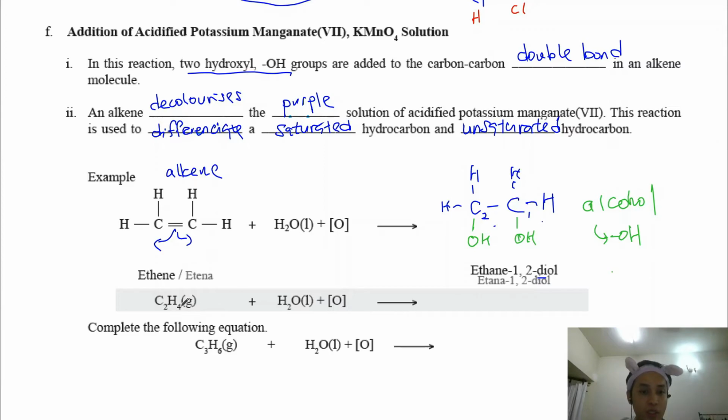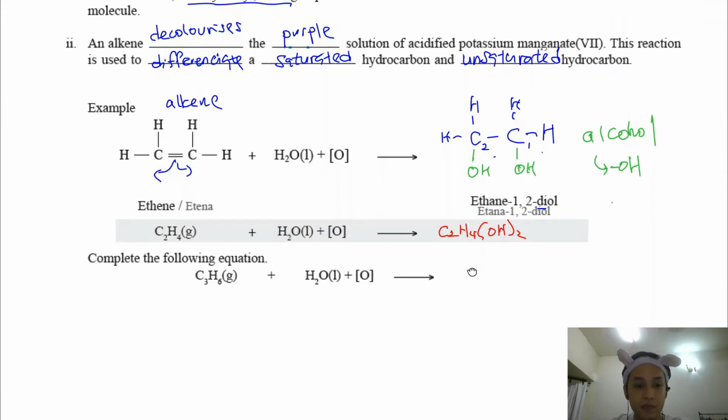So C2H4 plus water and oxygen, meaning acidified potassium manganate solution. Our molecular formula we can write like this: C2H4, and since I have two OH, I can put it like this, (OH) with bracket 2. This is one way of writing the molecular formula. Normally, when we write the molecular formula for an alcohol, we always put the OH at the back, so it's easier for us to identify.